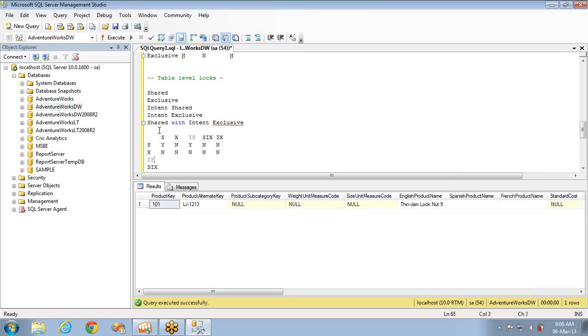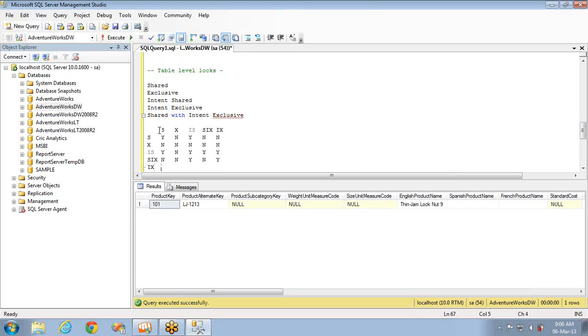Now intent shared can be set with shared, with exclusive no, with intent shared yes, shared intent exclusive yes, and intent exclusive no. And shared intent exclusive, for exclusive it's a no, and yes for intent shared, no for this, and intent exclusive it is yes.